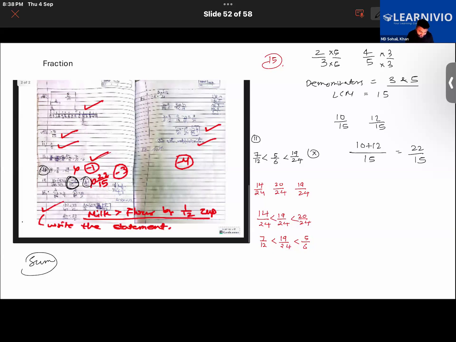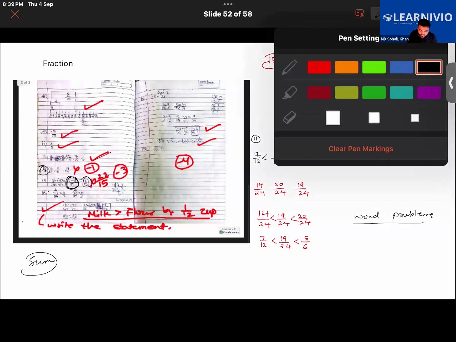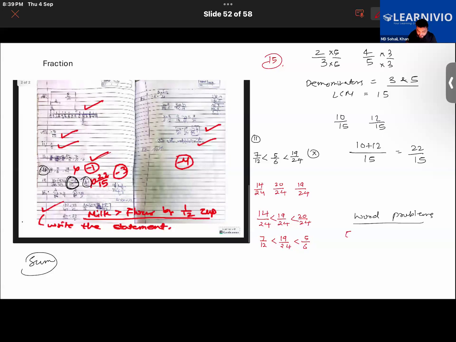Now look, in question number 16, what you have done is okay, but you have not written the statement. In word problem questions, everyone pay attention to this. Stop writing anything and stop doing anything. First of all, you have to write down whatever is given in the question, in bullet points, and then you start solving it. You will solve it here, and at the end, you are going to write a statement. Okay? Write a statement.